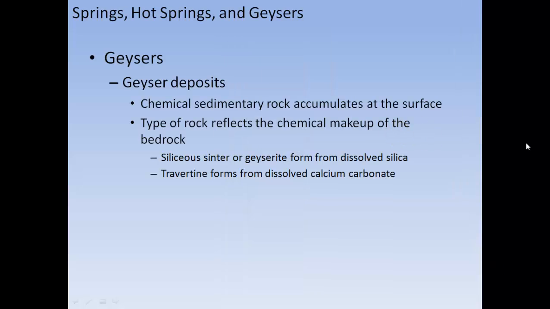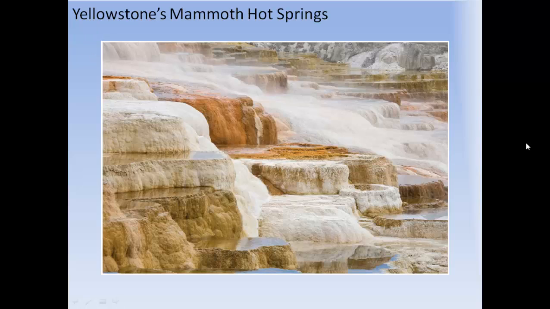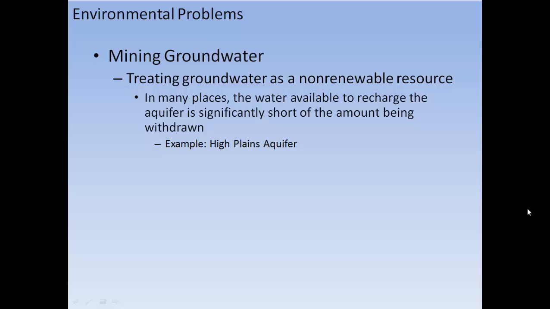Chemical sedimentary rock accumulates at the surface. The type of rock reflects the chemical makeup of the bedrock. Siliceous sinter or geyserite forms from dissolved silica. Travertine forms from dissolved calcium carbonate. Here's Yellowstone Mammoth Hot Springs. You see lots of deposits of mineral matter.